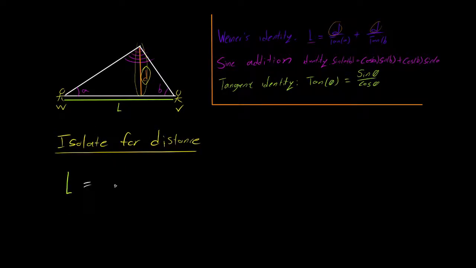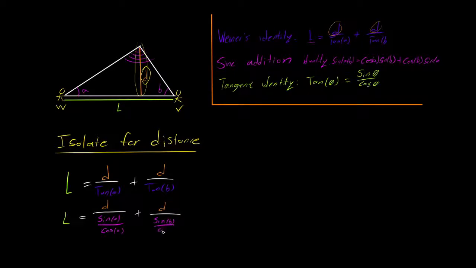So L is equal to D over tan A plus D over tan B. Now, the first thing we're going to use is the tangent identity, where tangent of theta equals sine theta over cos theta. We're going to change this tangent into a sine over a cosine. So let's do that. So we have L is equal to D over sine A over cosine A plus D over sine B over cos B.